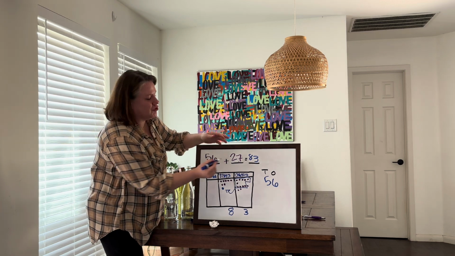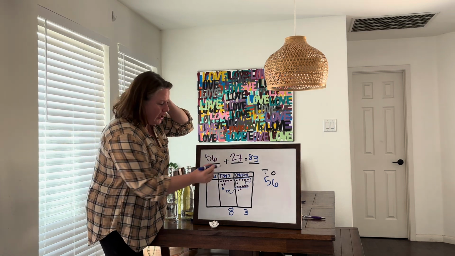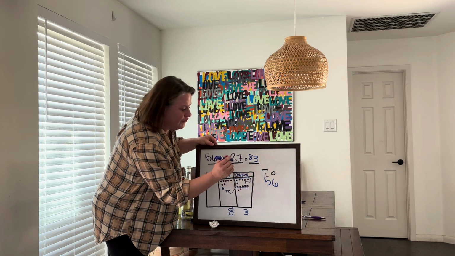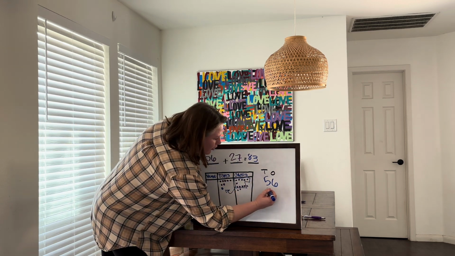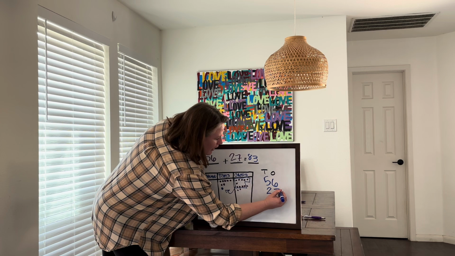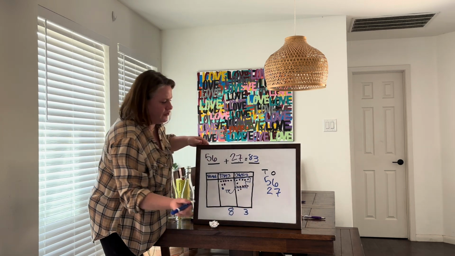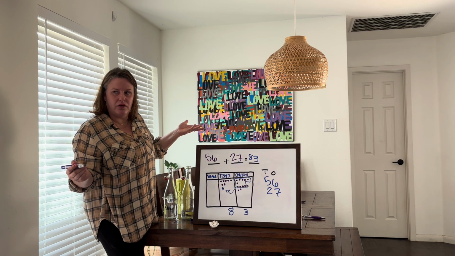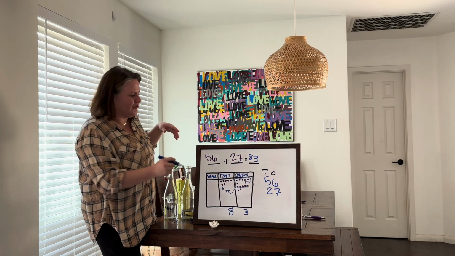Okay, so the next number is 27. Now how we're going to do this is we're going to take 27 and we're going to line it up right underneath the 56. Now watch me first. We're going to put the 2 right under the 5 and the 7 right under the 6, right? Okay, perfect. That's it, right? No, it's not it. We still got something missing.